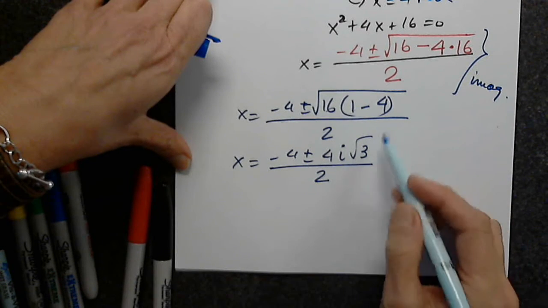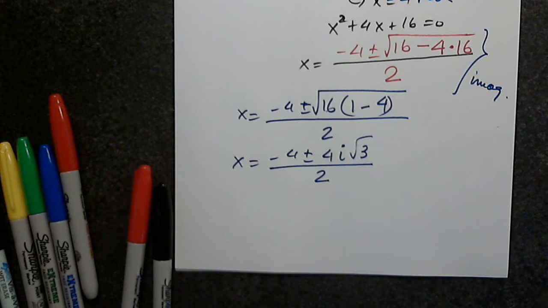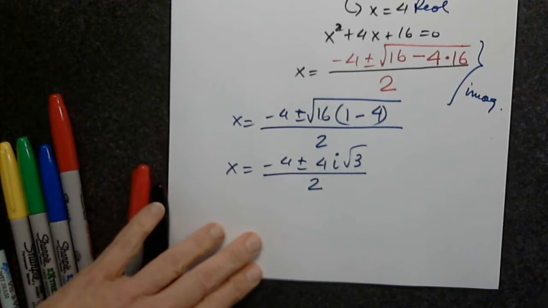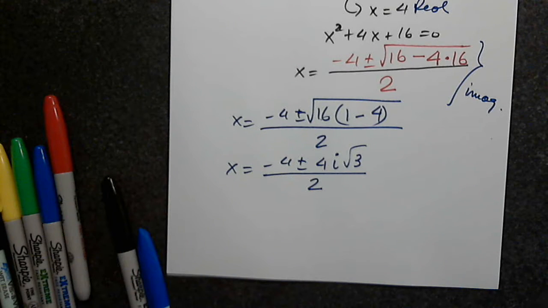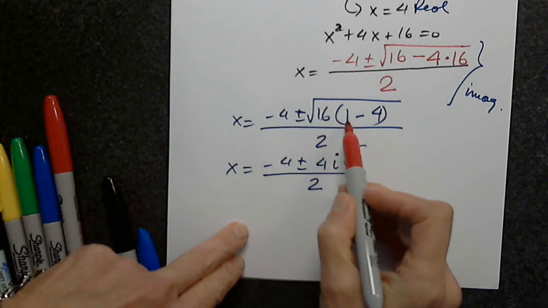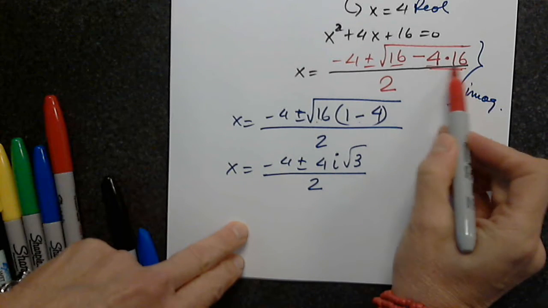Any questions here? Yes. Go ahead, please. With the 16, wait, 4 times 16 equals 1 minus 4. I don't understand. 16 times 1 is 16. 16 times -4 is this.